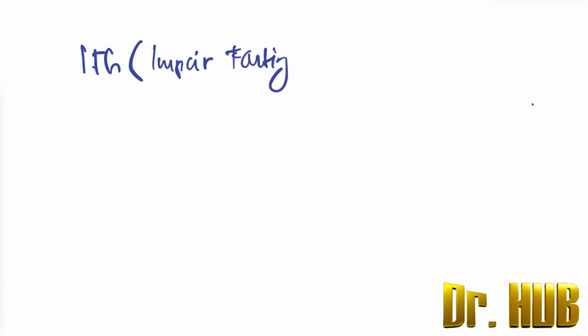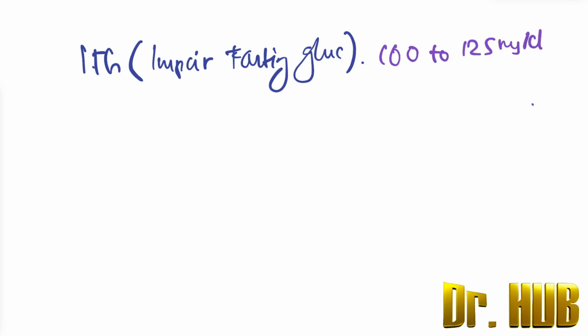Next there is IFG, which stands for impaired fasting glucose. So this fasting glucose is between 100 and 125 mg per dl.